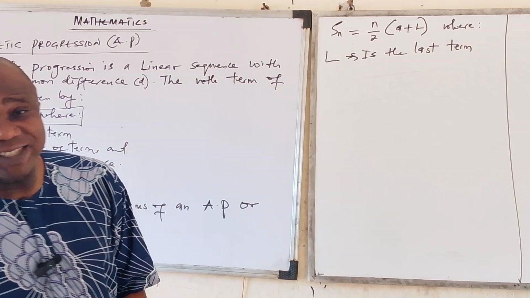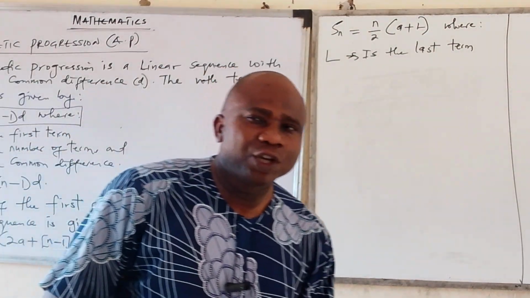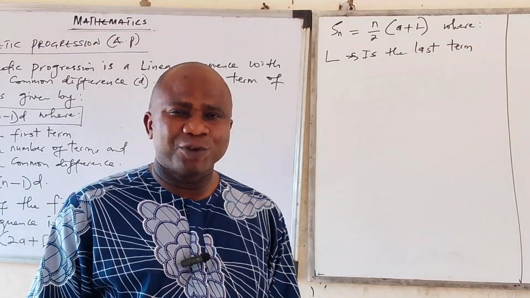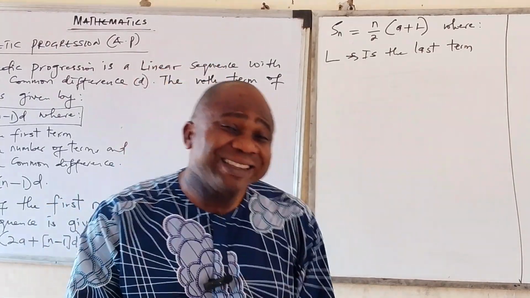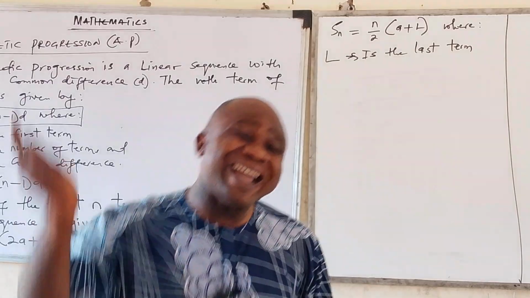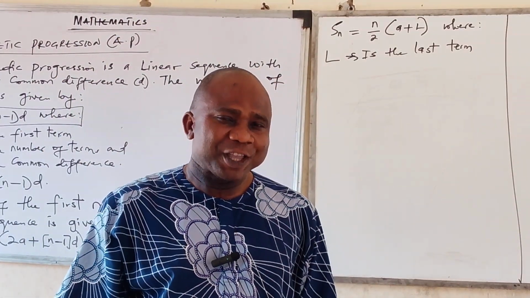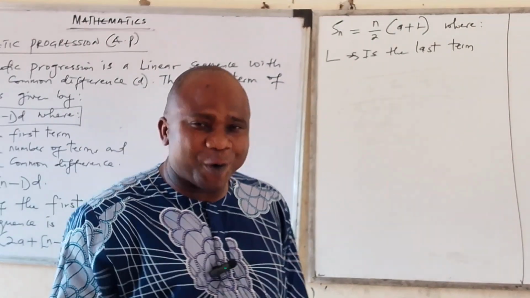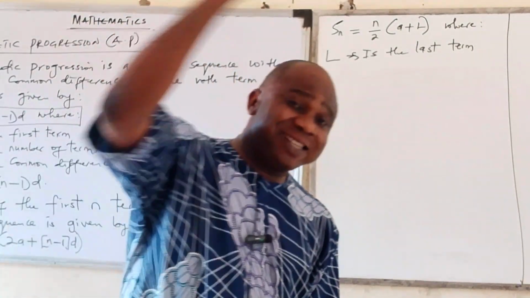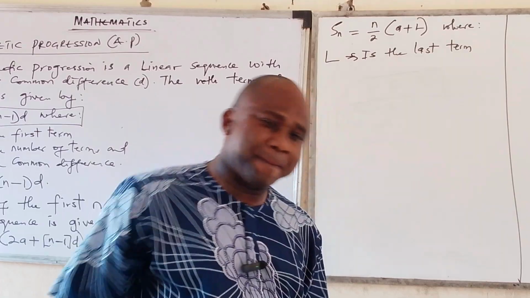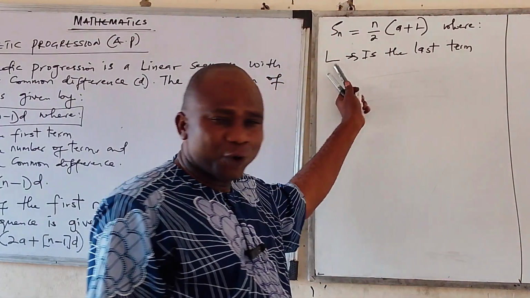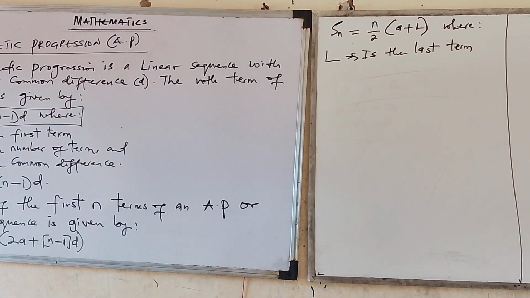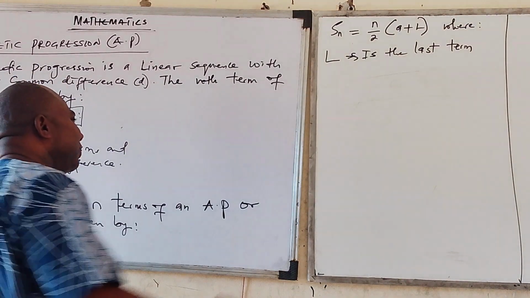When we say l is the last term, for example, if you want to find the sum of the first 10 terms of a linear sequence, it means the last term would be the 10th term. If you are finding the sum of the first 20 terms of an AP, the last term will be the 20th term. So that is what we put here as l, the last term. Now let's look at example 1.